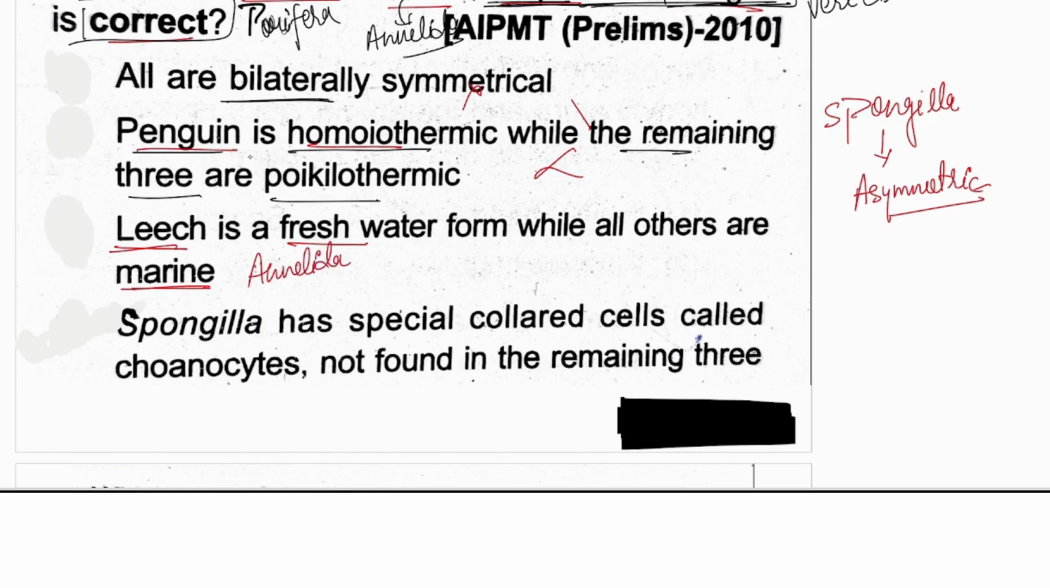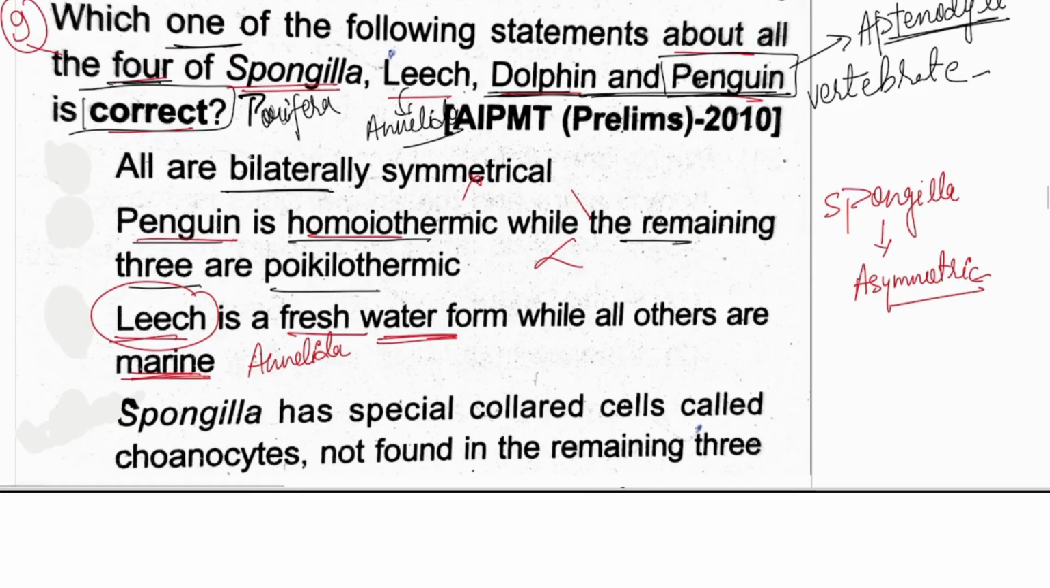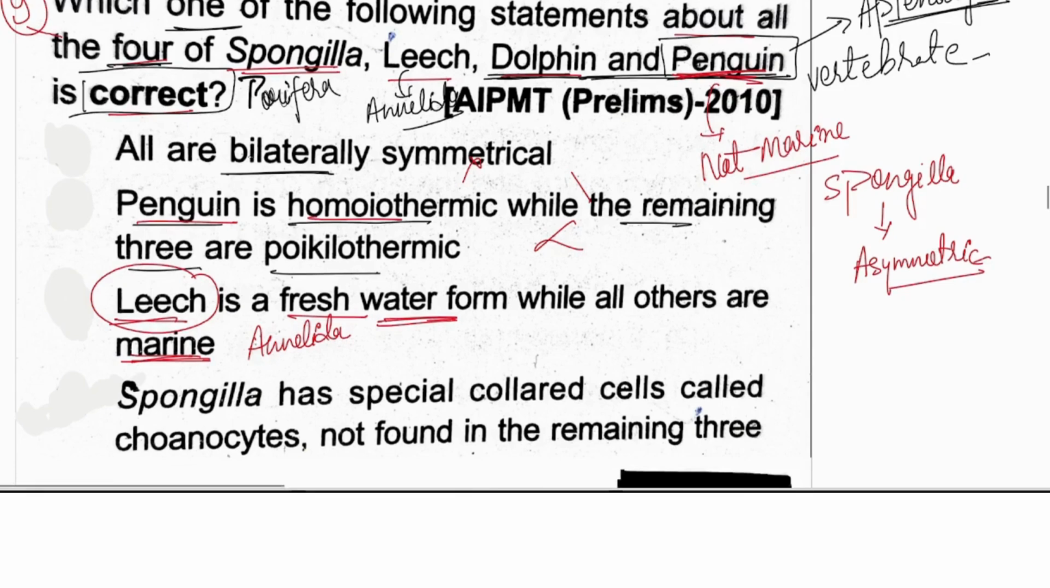Leech is actually the Hirudinea in the phylum Annelida. So it is not only in the water; it would be on land as well as in water, not in fresh water only, while the others are marine. Penguin would not be marine, right? Penguin is not in marine. Okay, so for that it would be incorrect.